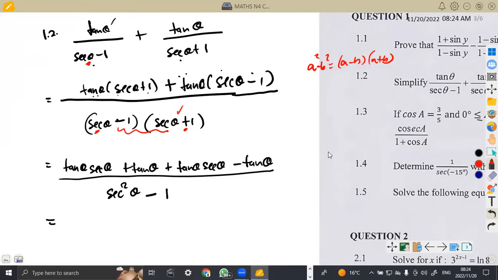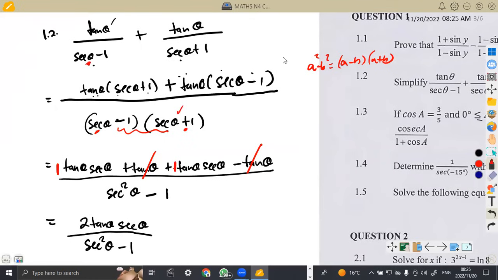Okay, let's simplify. Collecting like terms, tan theta and tan theta was going to cancel out. Then we are remaining with 1 tan theta sec theta plus 1 tan theta sec theta. So it's 1 plus 1, which is 2. So we are going to obtain 2 tan theta sec theta. These are like terms, so you can add them. Okay, everything over sec squared theta minus 1.